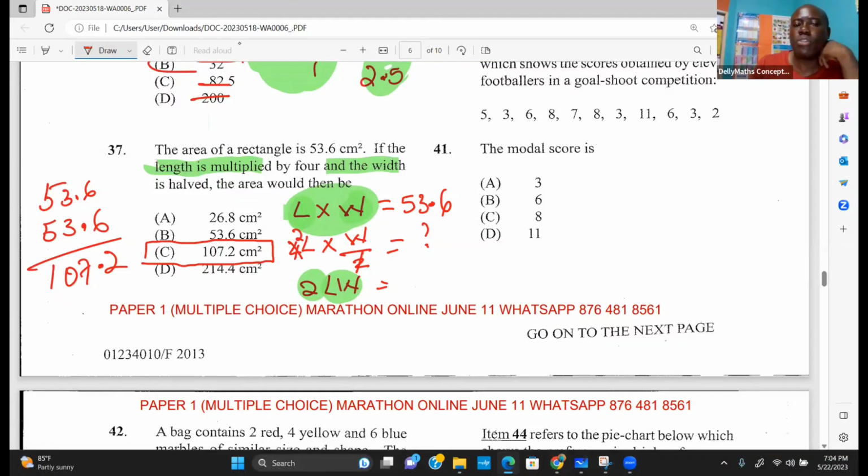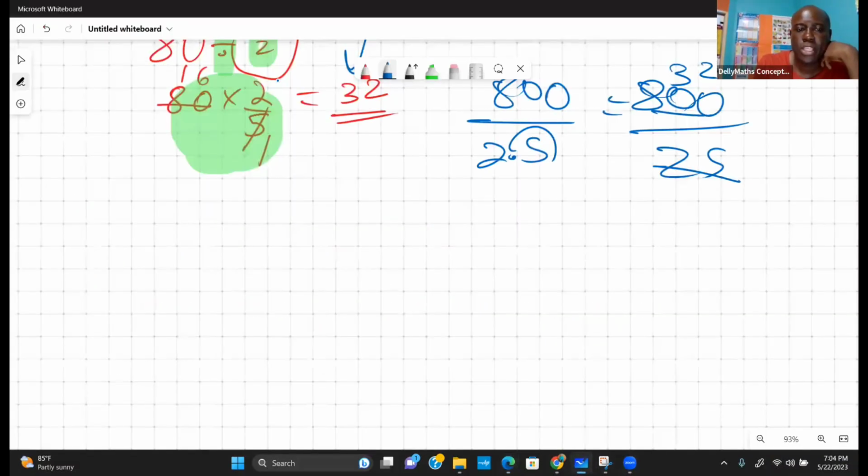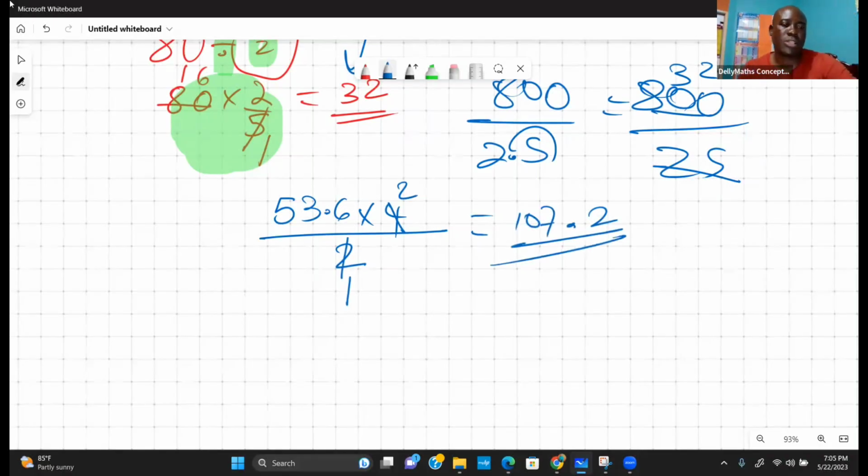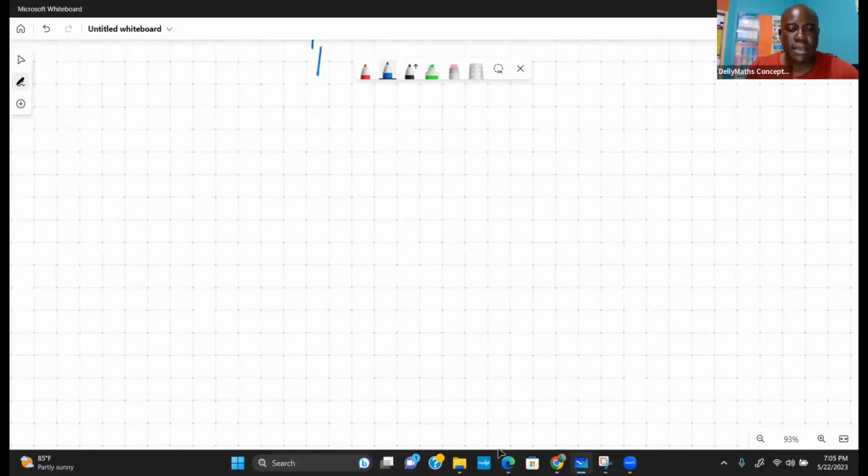Another way you could have done it, which would take up some time, you could multiply this by 4 and then divide by 2. Because length times width, one is multiplied, one is divided. Here's the same idea: 2 into itself, 1; 2 into 4, 2. Final response, 53.6 times 2. You can see it coming out. Doesn't matter what route you take, you will end up at the same place. So follow the instructions and proceed.